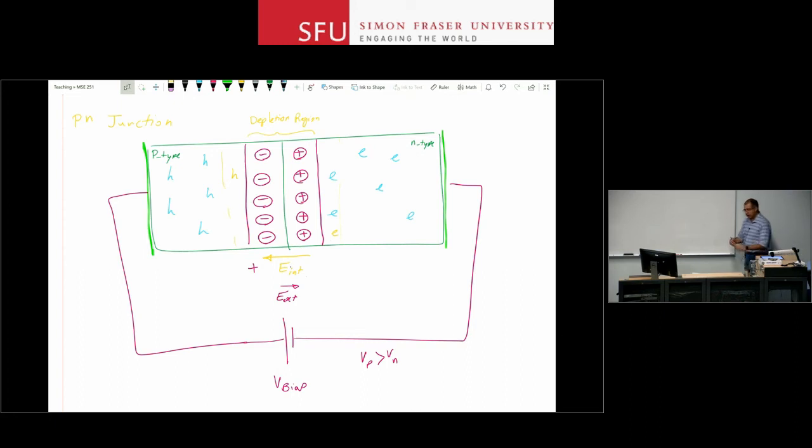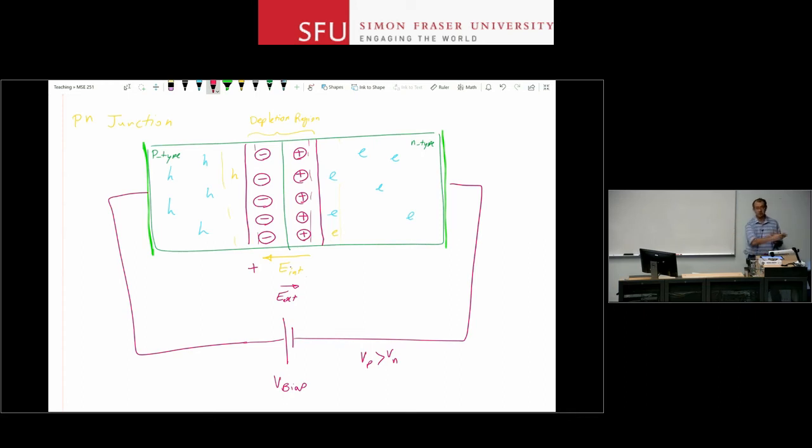Okay? And when you look at the total field, the internal field now has something taken away from it. E external is compensating for some of that E internal. What happens is that the depletion region becomes a bit narrower. We are not worried too much about that. But the consequence is that now electrons do not need as much energy as before to jump over this barrier.